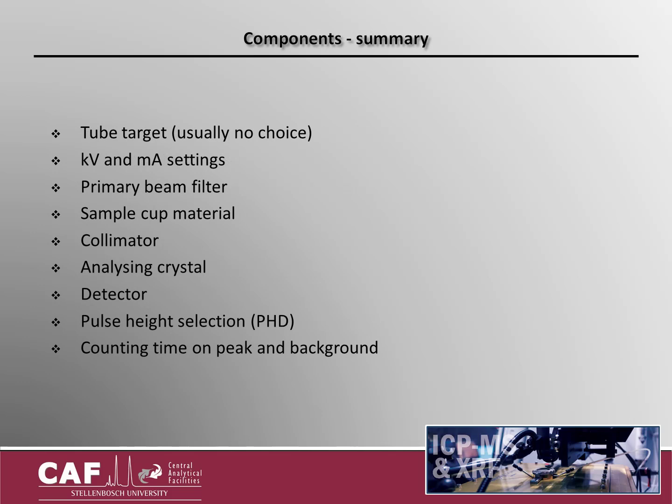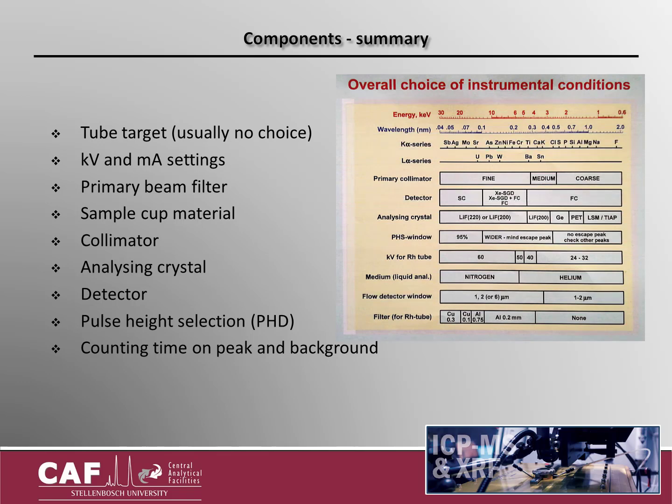All the discussed components are used when an analytical program or application is set up. For each channel or characteristic line to be measured, the following selections must be made. What X-ray tube is available in the spectrometer, and does it allow for enough excitation for the elements of interest? Use the optimal kilowatt or milliamp settings for the tube. Decide on whether it is necessary to use a primary beam filter or not. What sample cup material and size is necessary to be used? This will depend on your sample preparation.